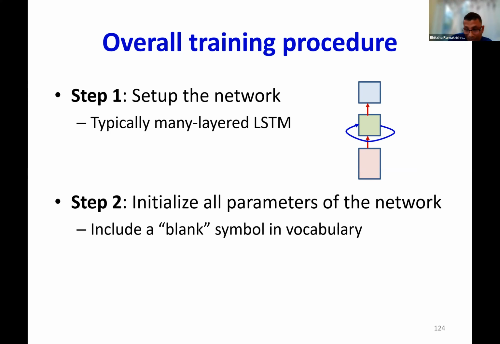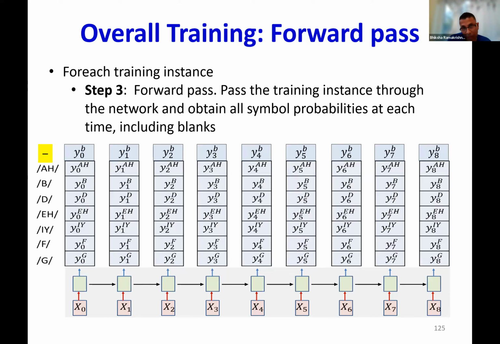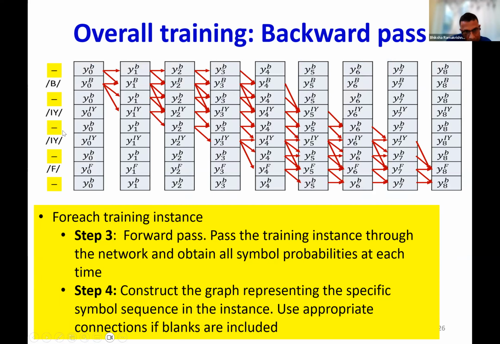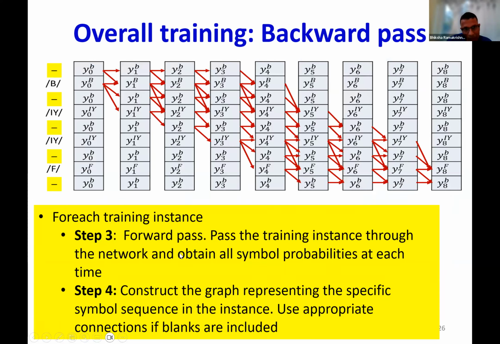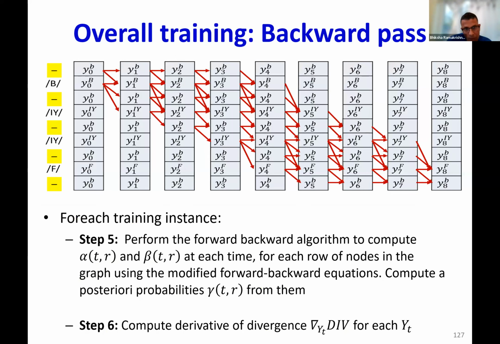You must include a blank symbol in the vocabulary. And then for each training instance, you would compute in the forward pass the probabilities for all of the symbols. And then you would pull out all the necessary rows and compose this table from the probability table output by the network itself. And on this table, make sure to insert blanks on either side of every symbol, and then you compose this graph. And then on the graph, you perform the forward and backward computation to get the alphas and betas. Then we know how to compute the gammas.